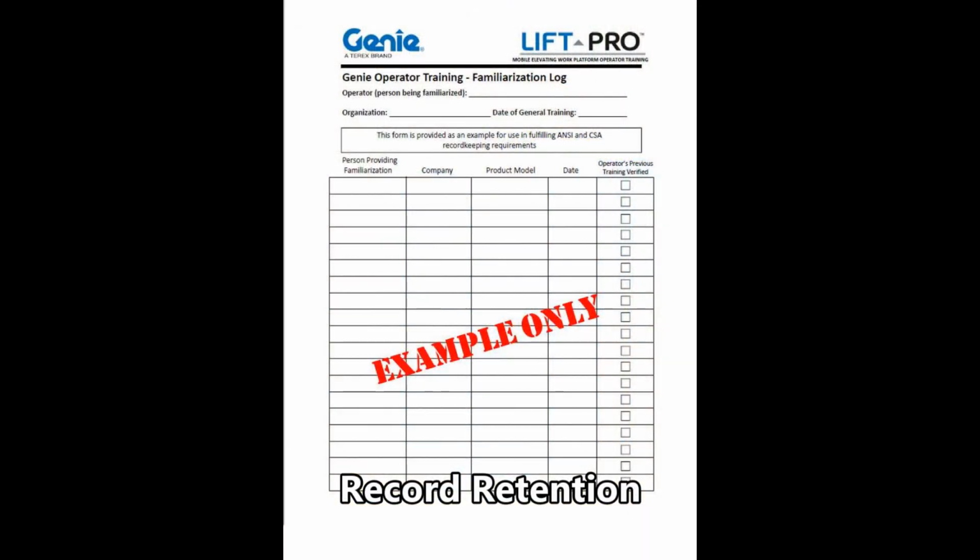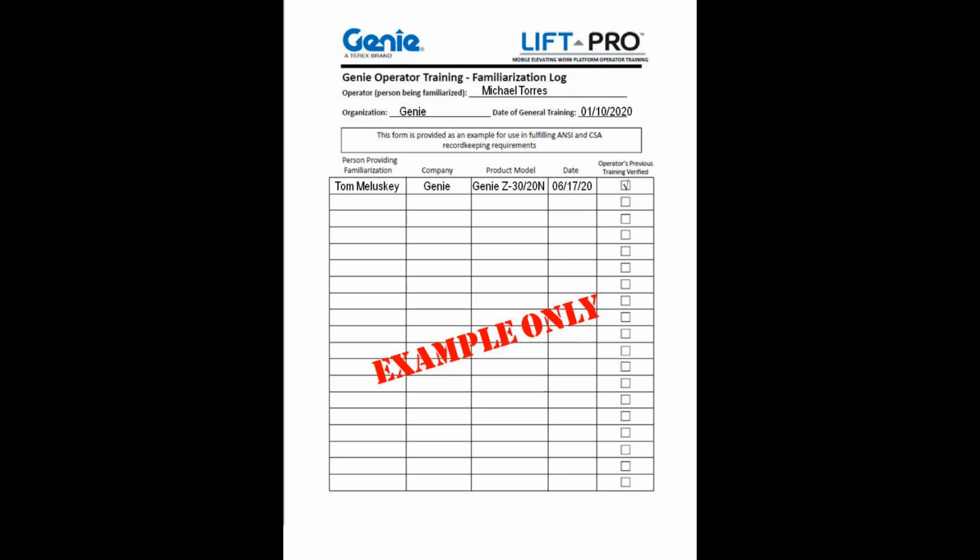Familiarization records must be retained for at least 4 years and include the following information: the name of the person receiving the familiarization, the make and model of the MUP used, and the name of the person providing the familiarization.